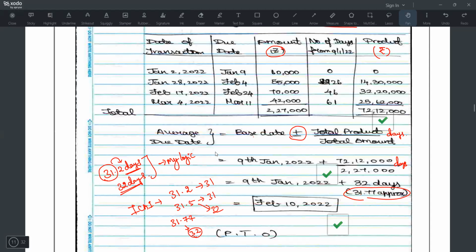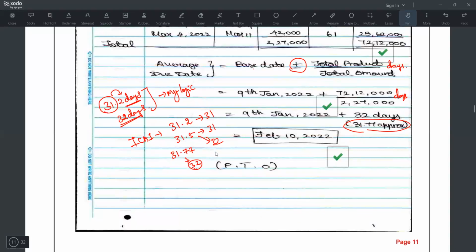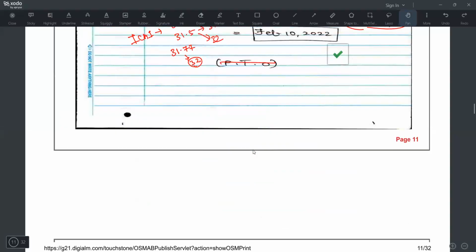Okay. Then obviously the final, that is PTO, is not required. If you could box it, it will be good and legible.